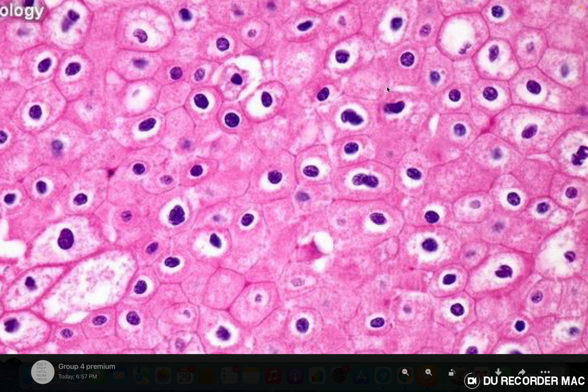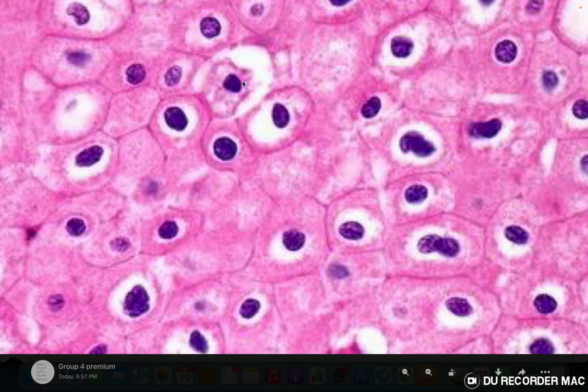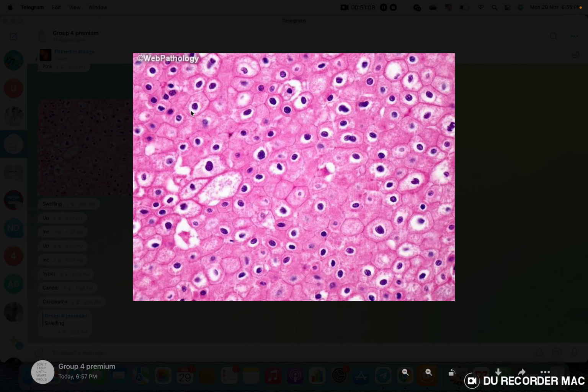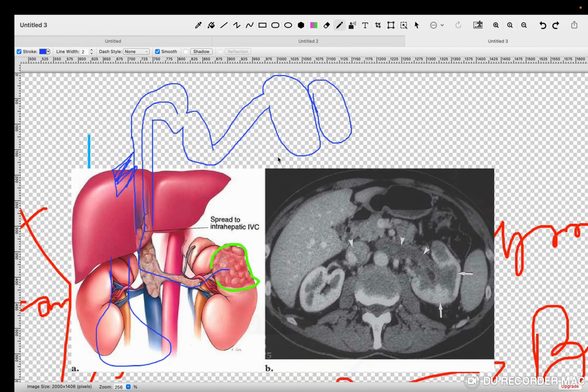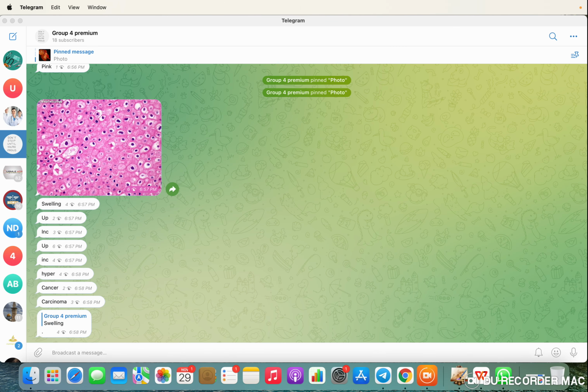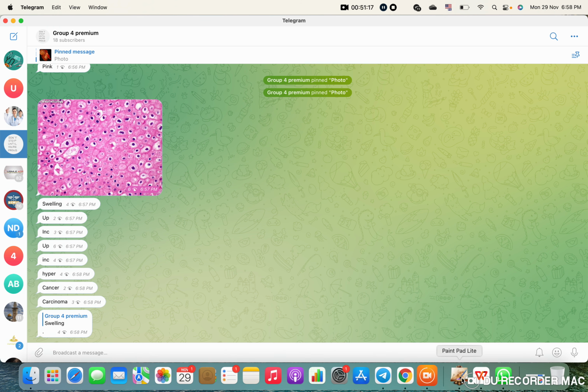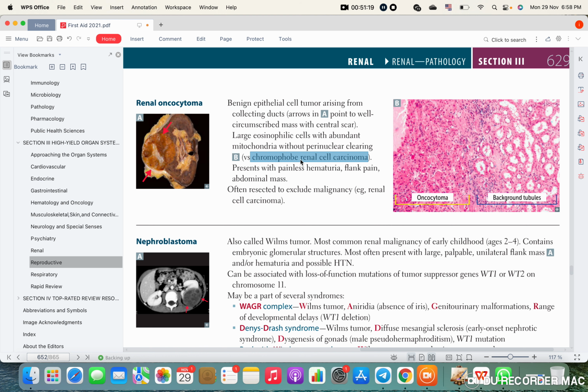If we take a look at this one, you can see the cells, and around the cells there is this clearing. Yes, it has a clearing. The moment you see that clearing, done, you have your diagnosis. So the diagnosis here is a chromophobe renal cell carcinoma. A chromophobe renal cell carcinoma has the perinuclear clearing, and the renal oncocytoma does not have that.